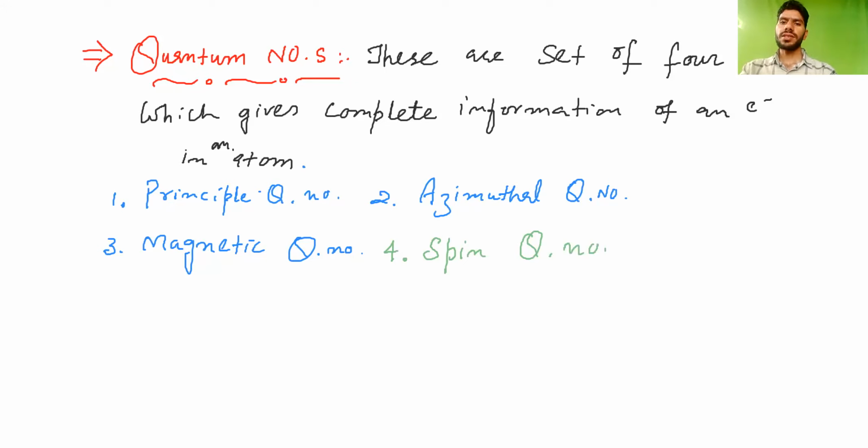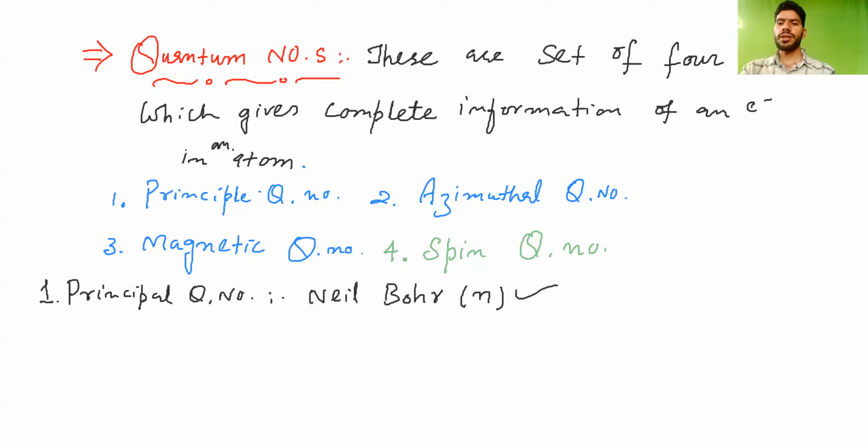Let's first see the first quantum number, the principal quantum number. This principal quantum number was given by Niels Bohr. Bohr told that it is represented by small n. You have to remember that the principal quantum number is represented by small n.